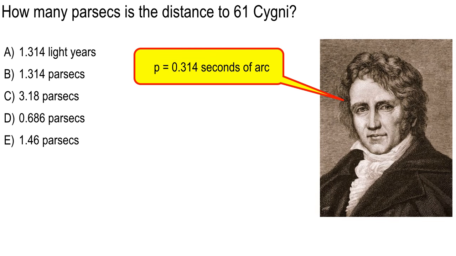All right. How many parsecs is the distance to 61 Cygni? And there's a picture of Professor Bessel. He's got a good haircut. All right, and look at your notes. Hopefully you just wrote down that formula. It's not that hard. If you don't have a calculator, just do it out by hand, fifth grade style. I'll give you a minute. If you have your cell phone, you can do it pretty easily.